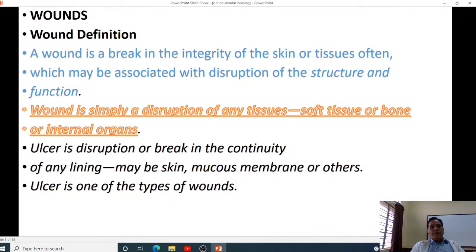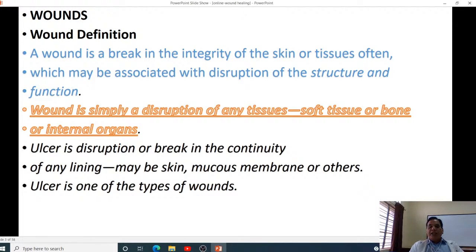So, coming to the wounds proper, you have to define it. What is the definition? Wound is a break in the integrity of the skin. Remember the word integrity of the skin or tissues, which may or may not be associated with the disruption of structure and function. Whenever you talk of an ulcer, we talk of disruption or break in the continuity of any lining. That means ulcer is a continuity which is broken. That continuity may be in the skin or mucous membrane. So that means ulcer is also one type of wound.